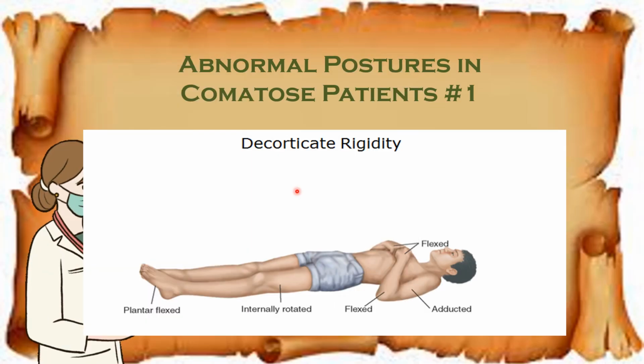So let us now move on to the abnormal postures in the comatose patient. We have here decorticate rigidity. In decorticate rigidity, the upper arms are flexed, tied to the sides, with elbows, wrists, and fingers flexed. The legs are extended and internally rotated. The feet are plantar flexed. This posture implies a destructive lesion of the corticospinal tracts within or very near the cerebral hemisphere. When unilateral, this is the posture of chronic spastic hemiplegia.